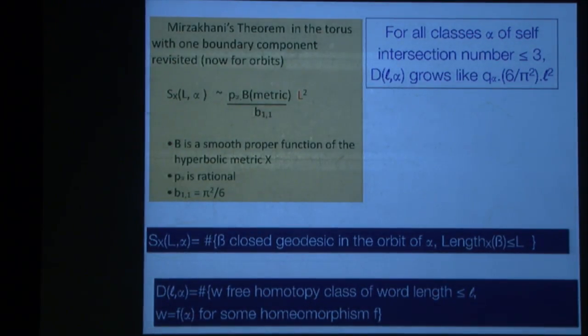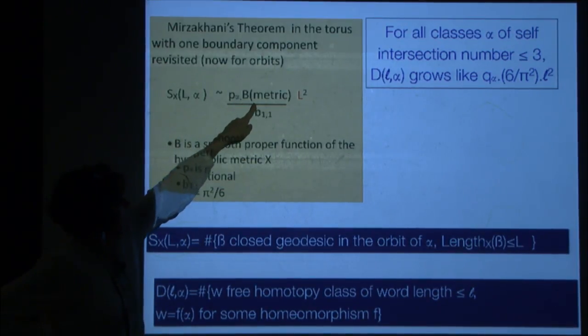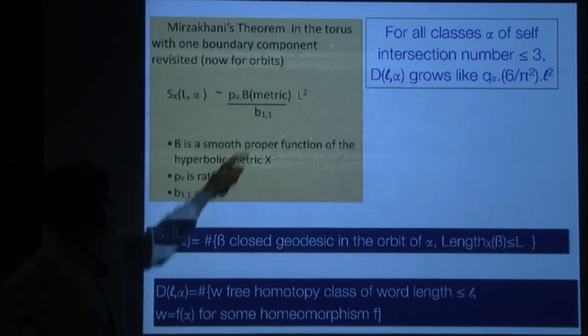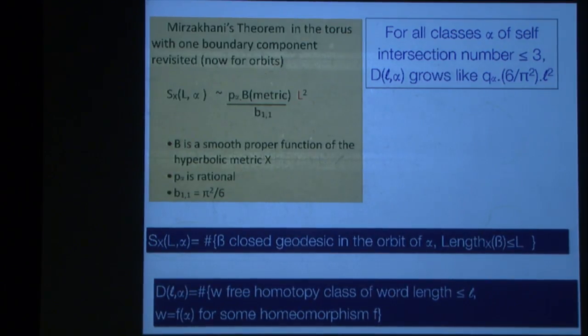This was mentioned yesterday, but it's always good to repeat nice results. Maryam Mirzakhani, this is a new theorem, and she has a new proof of her old result. Now you can count not only simple curves, but the orbit of a given self-intersection. And again, this is a certain rational, a certain constant that will work for all self-intersections, and this other constant, which is this rational multiple of a power of pi.